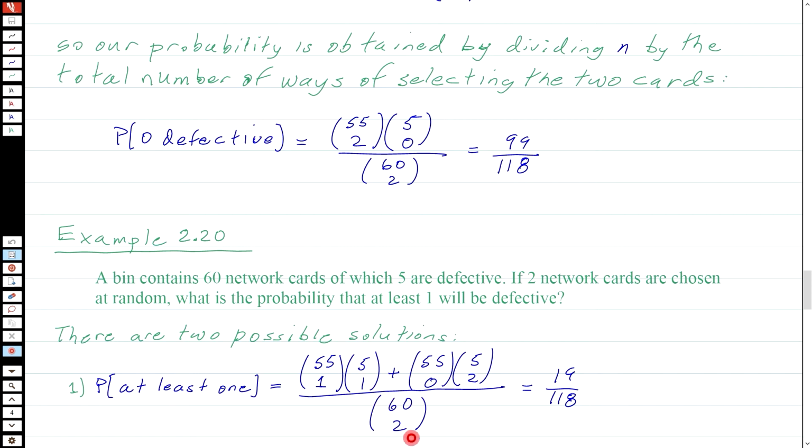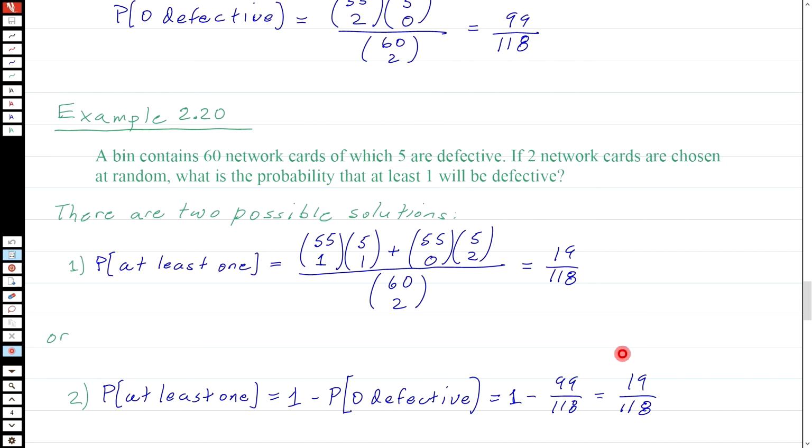And if we divide by the total number of ways of choosing 2 cards from 60, there's the probability that we get 1 defective. Then we add to that the probability of getting 2 defectives, and in order to get 2 defectives we have to choose 2 cards from the 5 defectives and 0 from the 55 non-defectives, and divide by the total number of ways of choosing 2 cards from 60. Add these two probabilities, we get 19 over 118.